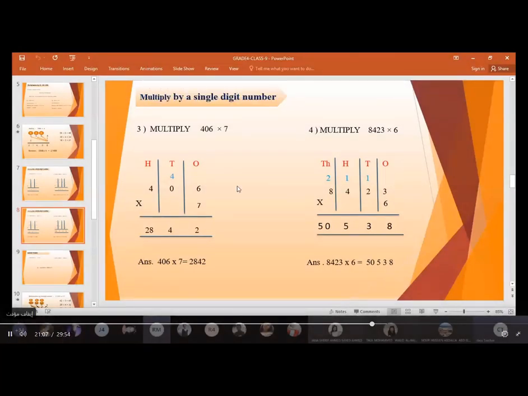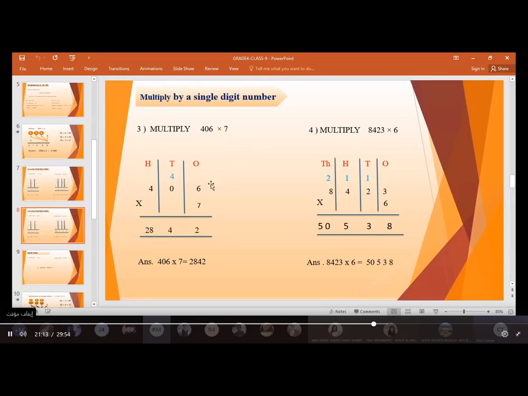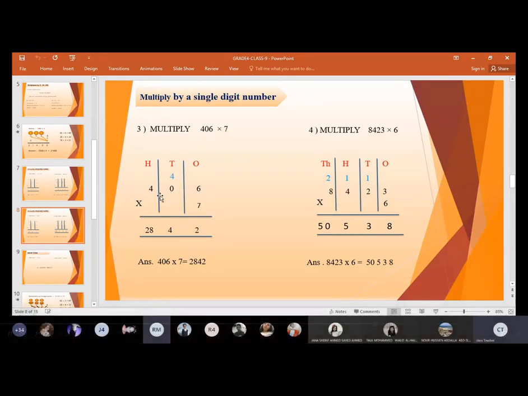Listen to the class. 406 multiplied by 7. According to the rule, you write that number. The number is multiplied by 7. First, you take that 6. 7 sixes are 42. So write 2 in the ones place and carry 4 to the tens place.